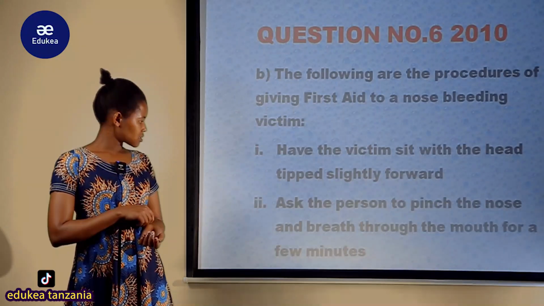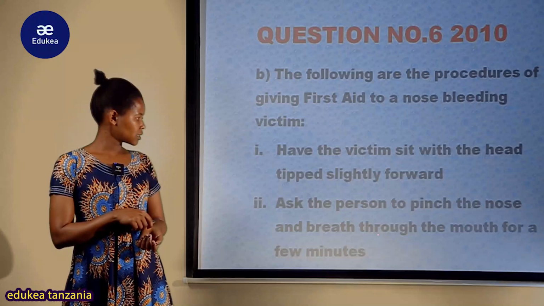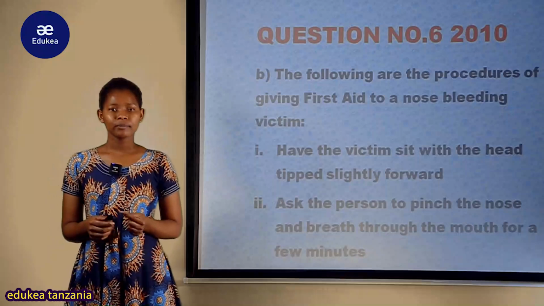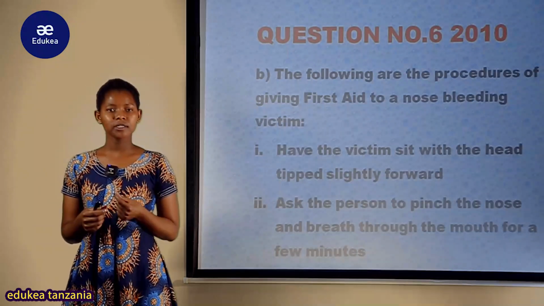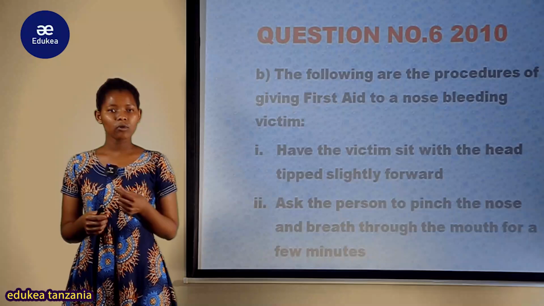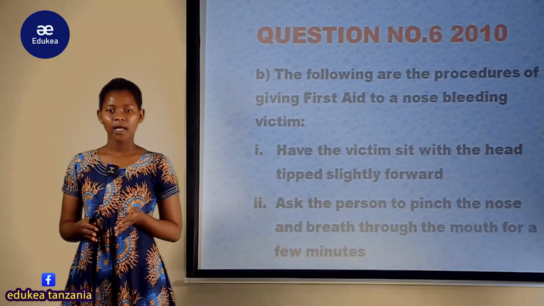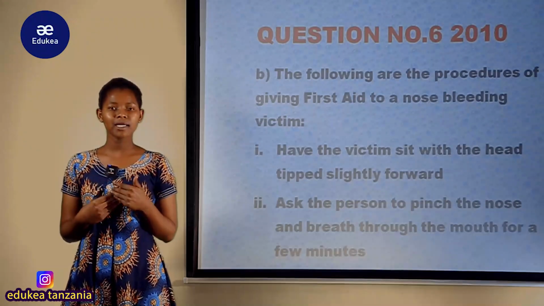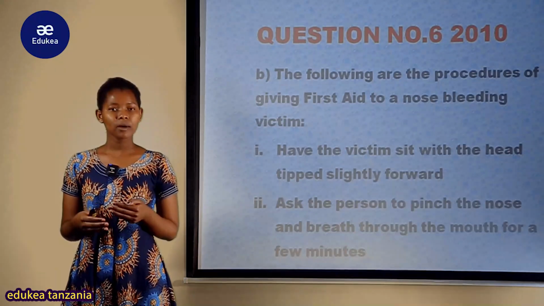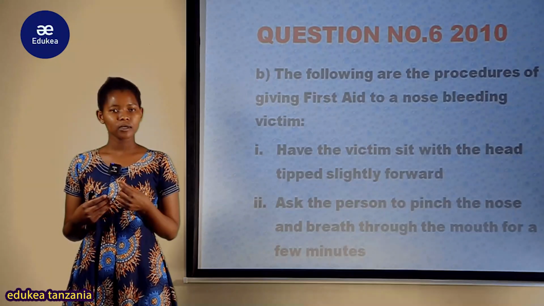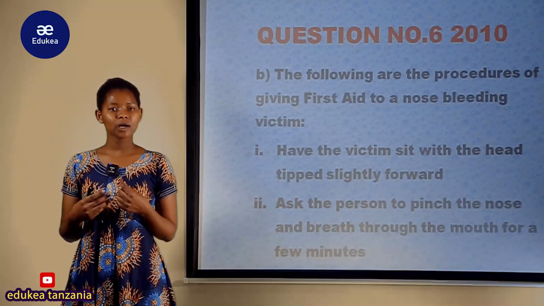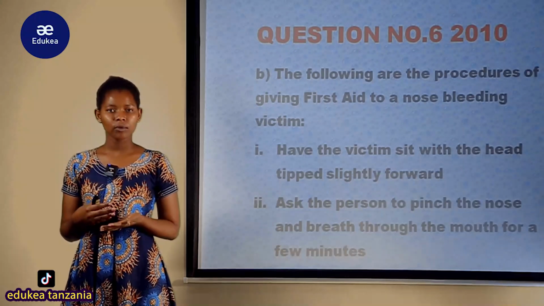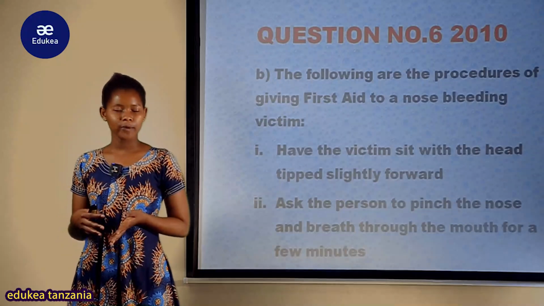The second procedure is to ask the person to pinch the nose and breathe through the mouth for a few minutes. Procedure nyingine, mwambie victim wako abonyeze au a-pinch nose yake ili kuweza kupumua kwa mouth kwa kutumia minutes chache. Hii itaenda kumsaidia victim katika kupunguza ile rate ya flow of blood katika maeneo ya puani. How? Ni kwa sababu ile mishipa ya puani itastop kupeleka damu katika pua, lakini mostly itakuwa concentrated kufanya kazi katika mdomo, kuensure function ya upumuaji.